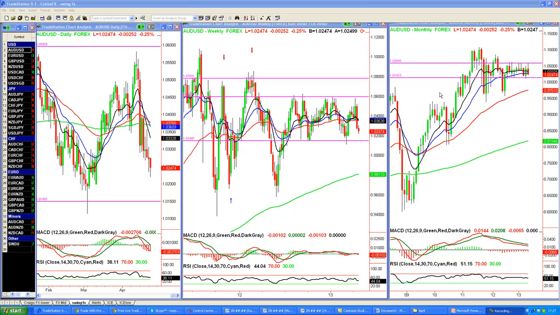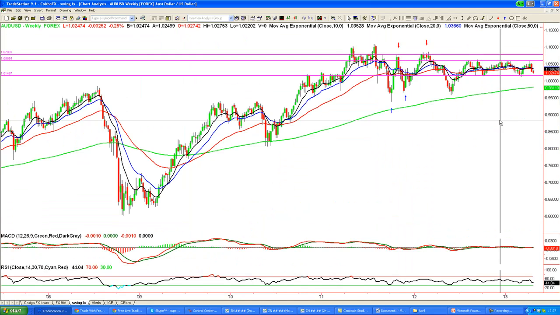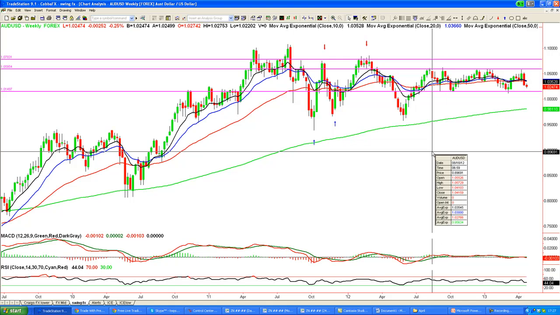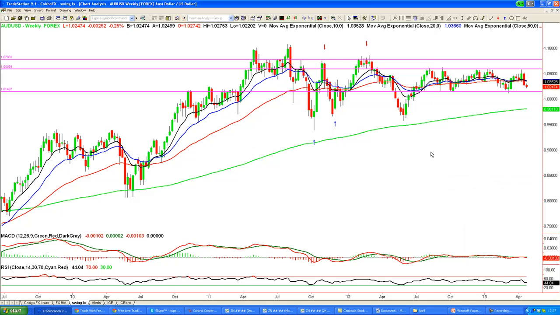So the first one we're going to look at here is Aussie against the dollar. Aussie against the dollar here on the weekly, you can see that we're quite clearly bashing around between these two levels, and we have been doing so for quite a while now. Going all the way back to November 2012, we've been hitting this level, falling back, finding support, finding resistance, finding support, finding resistance. So we can see that we're in a channel there.